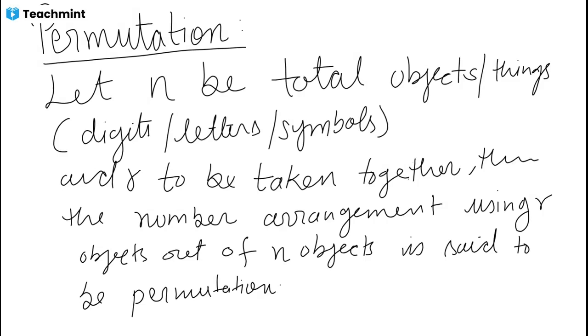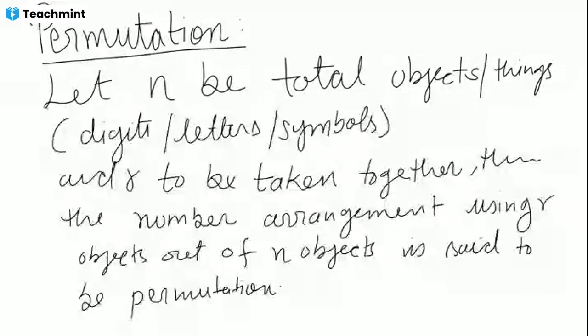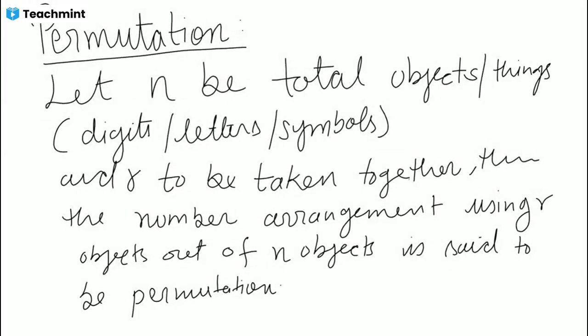For example, if we have digits 1, 2, 3, 4, 5, and we need to form a pin code using 3, then all possible pin codes will be permutation. Are you getting this? Let us understand by using an example. We have 5 total things, and take 3 together, which is r. We are taking n total objects, in which we have digits, letters and symbols, and r are taken together to form arrangements. Then the number of arrangements using r objects out of n is said to be permutation. This is the definition.